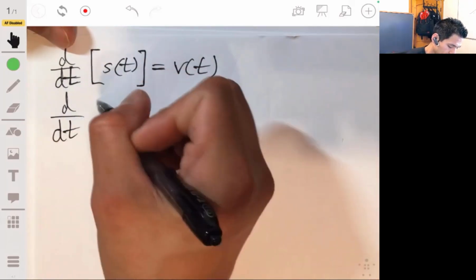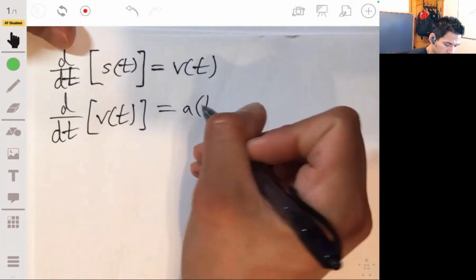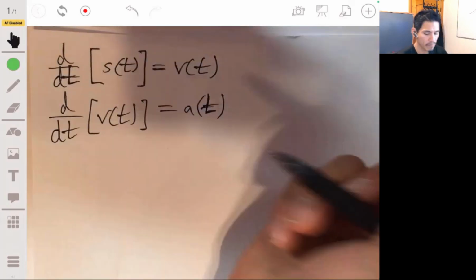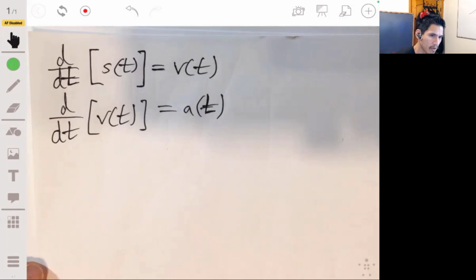Now the derivative of the velocity function would be the acceleration function, because acceleration describes how velocity changes. And those are really the ones you just have to know. They get tricky when you do more integrated problems that involve word problems. So beware.